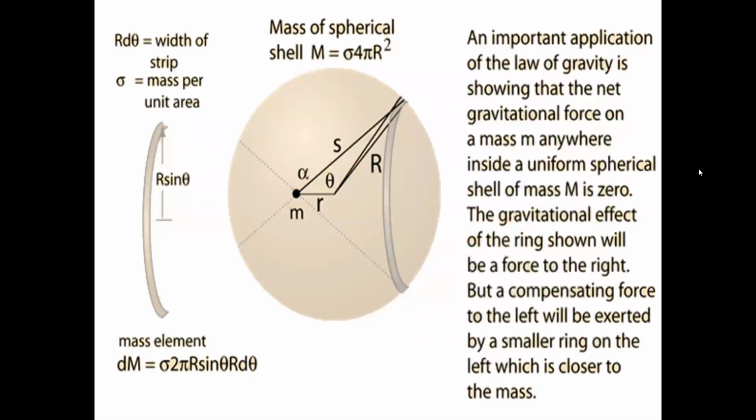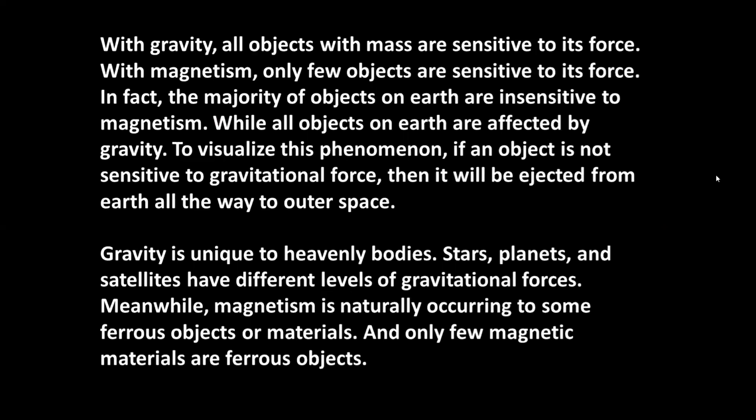And this is how the law of gravity is showing that the net gravitational force on a mass, m, anywhere inside a uniform spherical shell of a mass, M, is zero. The gravitational effect of the ring shown will be the force to the right, but a compensating force to the left will be exerted by a smaller ring on the left, which is closer to the mass. And this is where we begin to get dynamics interacting.